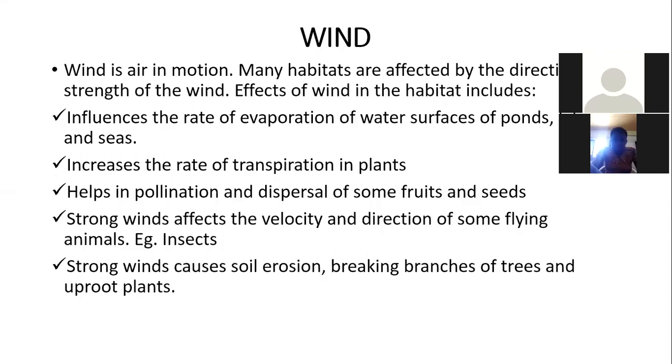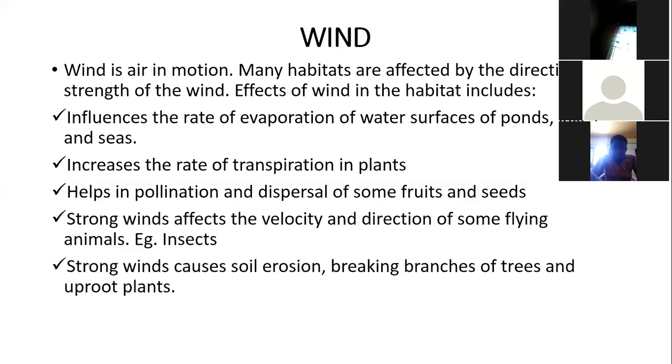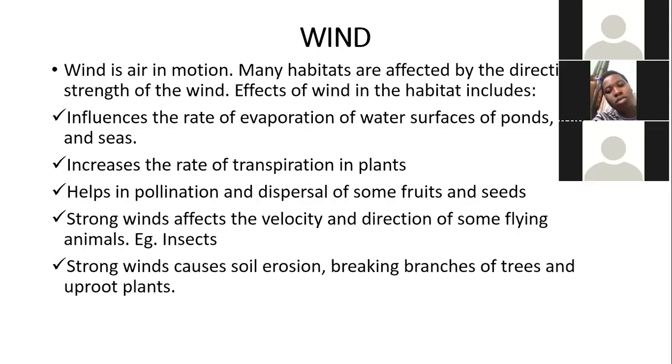The next point: strong winds affect the velocity and direction of some flying animals. Example: insects. Let me use the butterfly. Even let me use birds. Sometimes when the wind is very strong, especially when we are suspecting heavy rainfall, these organisms are not able to control themselves in the wind.